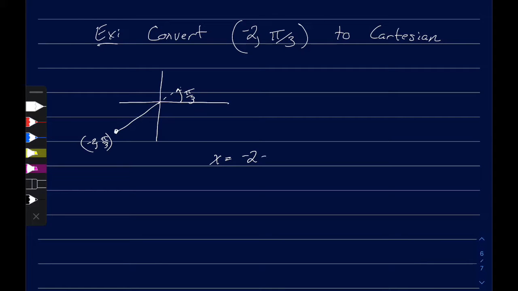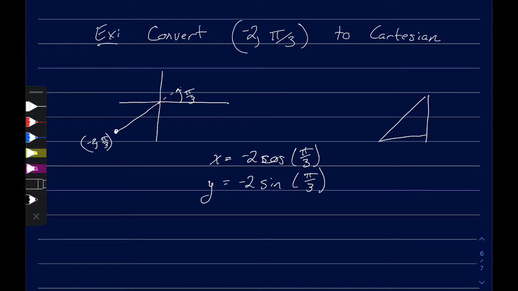So we're saying x is equal to negative 2 cosine of pi over 3, and y is equal to negative 2 sine of pi over 3. Now, to double check, and if you're still unsure as to what the cosine or sine of pi over 3 are, like I always get confused, we'll just make a 30, 60, 90 triangle.